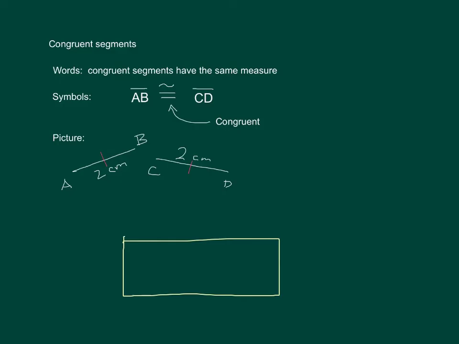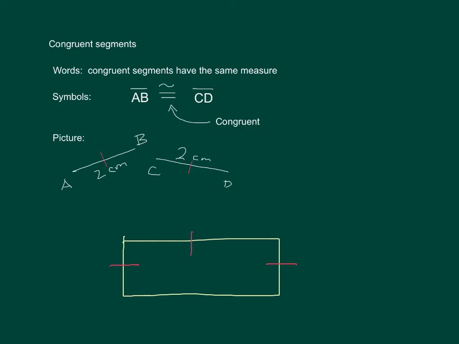So let's say we have the figure drawn in yellow. Now it looks like it's a rectangle, and although at this point in time we don't have enough information to know for sure it's a rectangle, we'll assume that it is. We would show that these two sides of the rectangle are equal to each other. They have the same length. They're congruent.